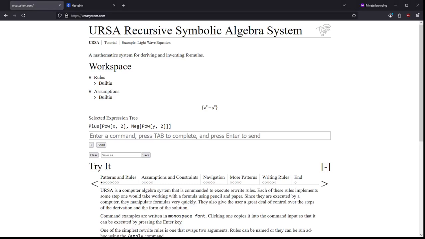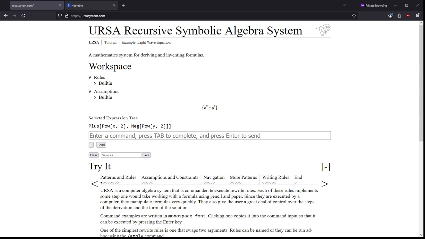Hello, and welcome to another URSA example. In this one, I'm going to solve three differential equations using Laplace transforms. And I don't actually know the math behind Laplace transforms, but I can sure code them in URSA.